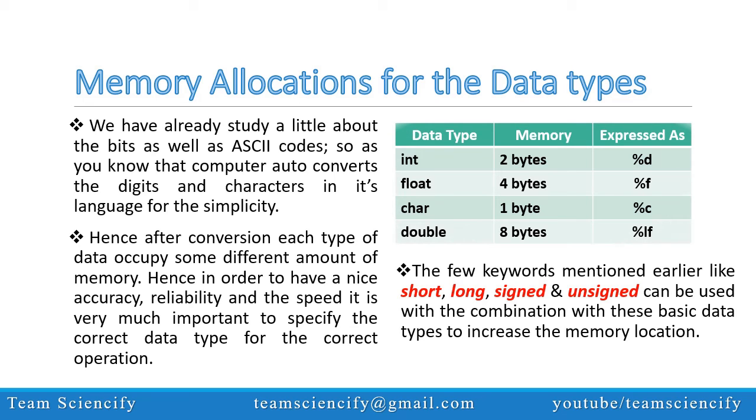In the table shown, the size occupied by the basic data types in C is mentioned. The integer data type occupies 2 bytes of memory. The format specifier used for it is %d. The float data type occupies 4 bytes of memory. The format specifier used for it is %f. The char data type occupies 1 byte of memory. The format specifier used for it is %c. The double data type occupies 8 bytes of memory. The format specifier used for it is %lf.